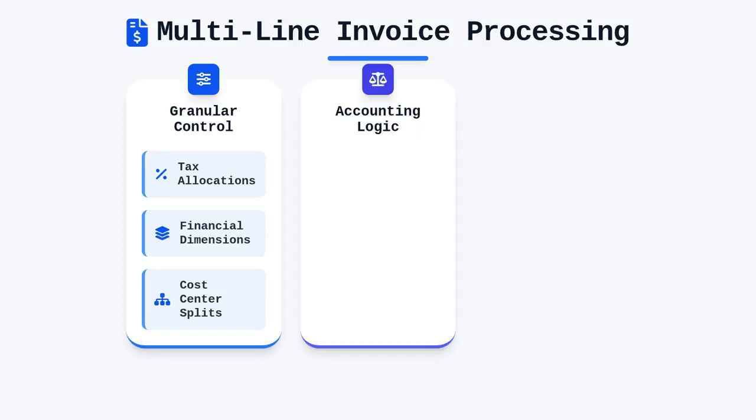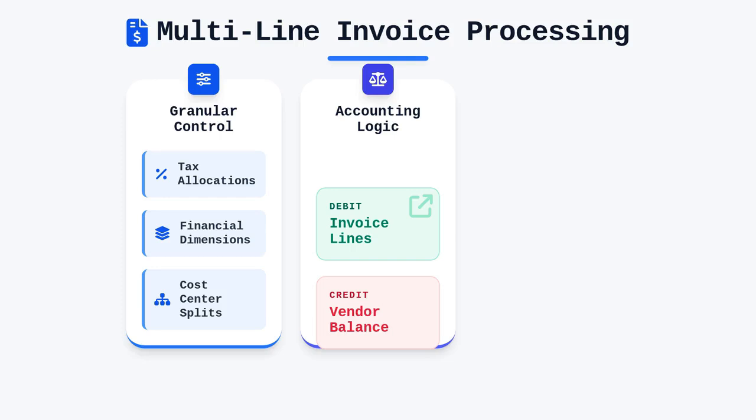As you populate the invoice lines, you are essentially defining the debit side of the accounting distribution, while the vendor balance constitutes the credit. Upon final document posting, Dynamics 365 performs a synchronized update where the vendor subledger is adjusted for the specific vendor account, and an offsetting entry is created in the general ledger.